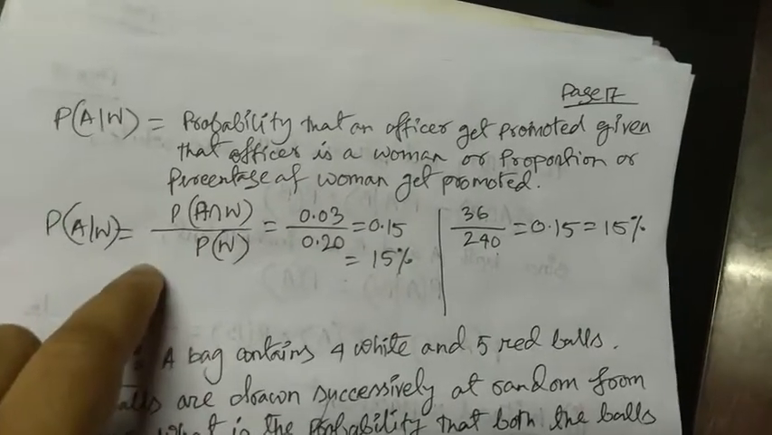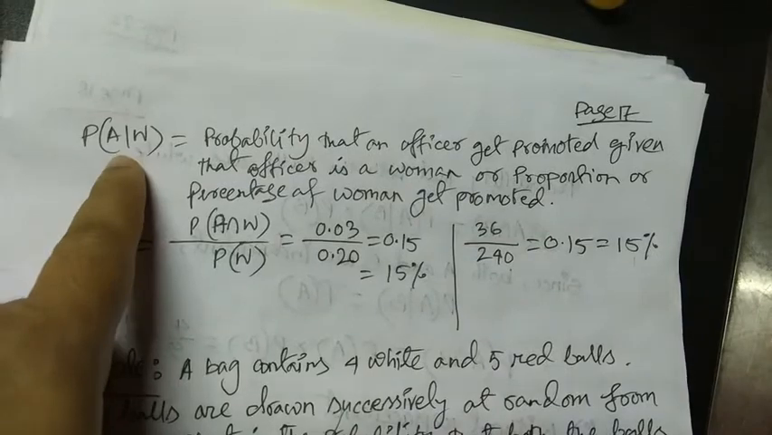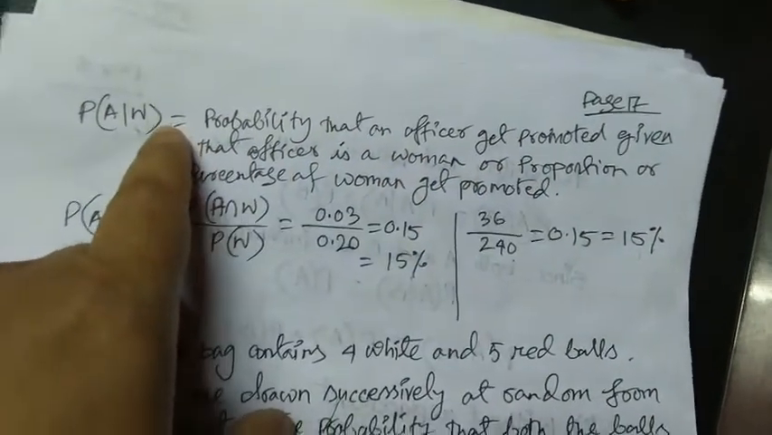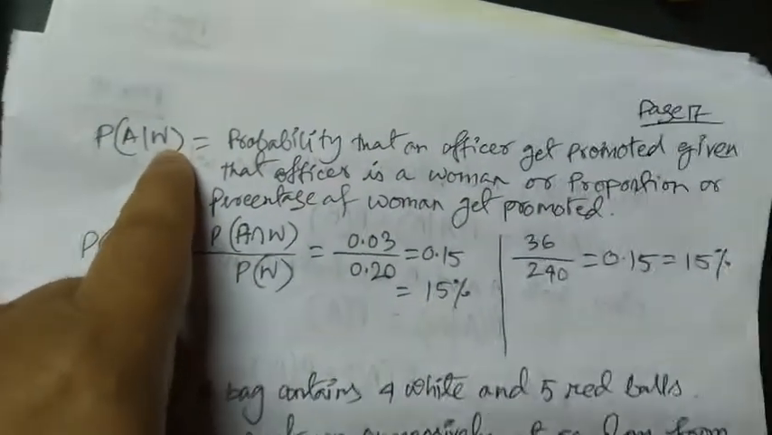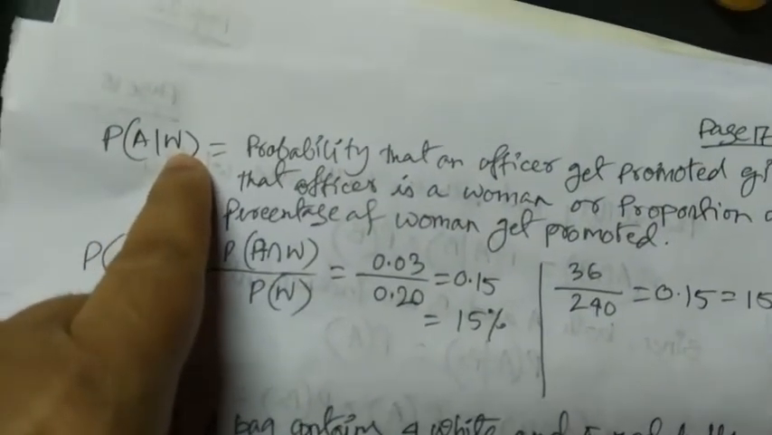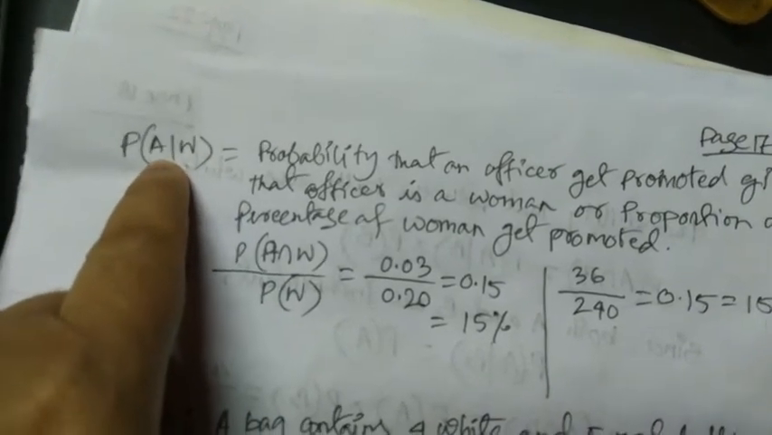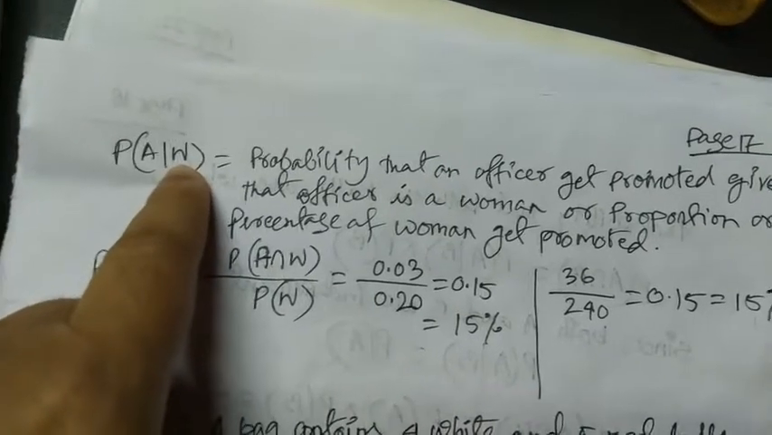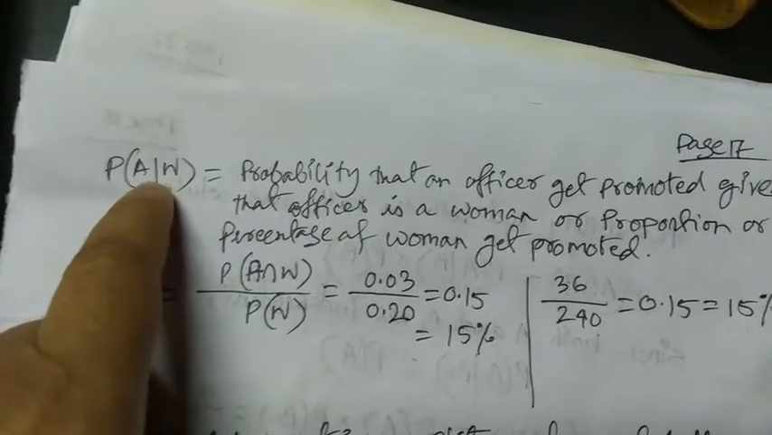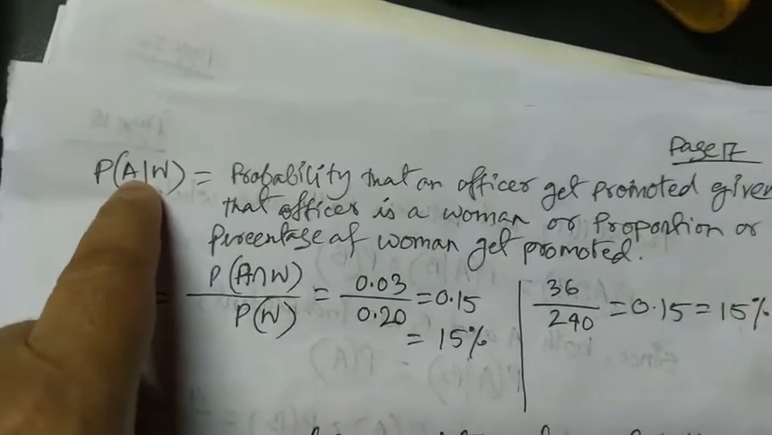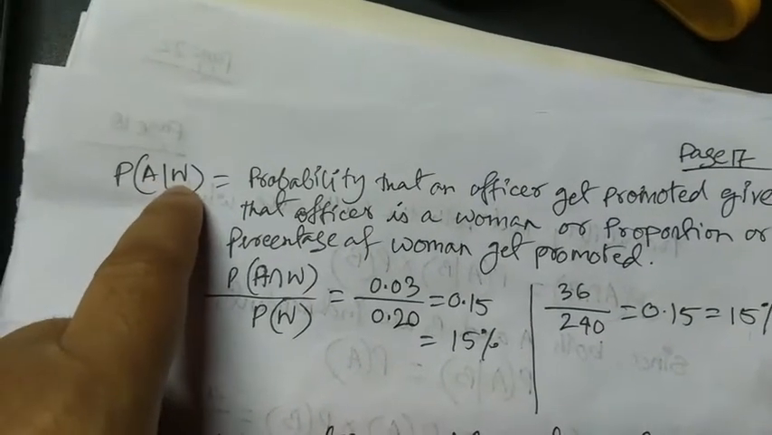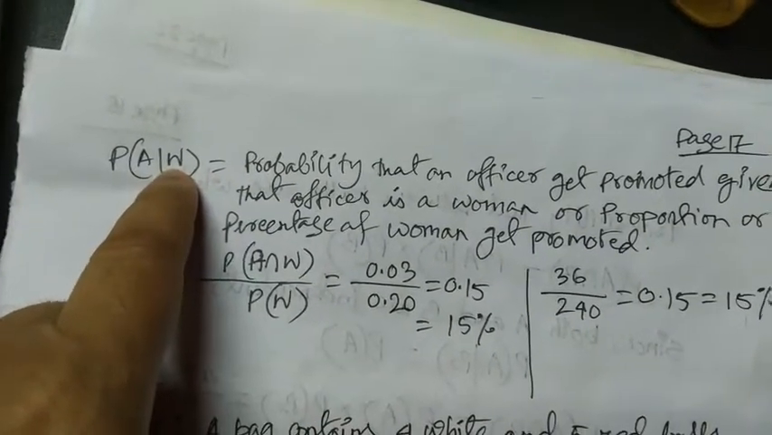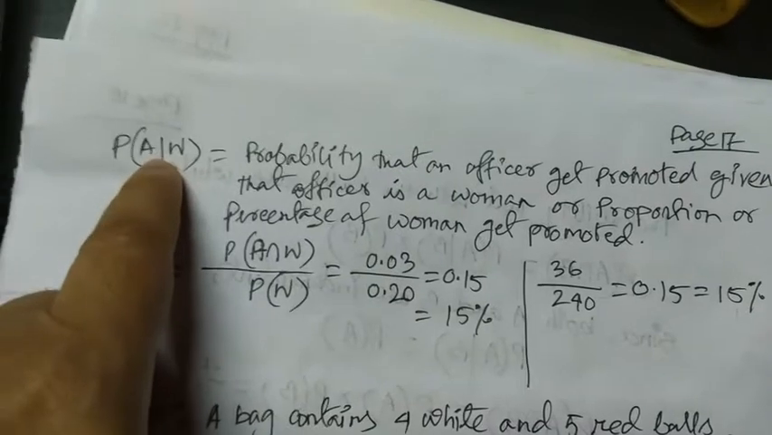So now, the probability that an officer got promoted given that the officer is a woman. That means this is the given part. In another way we can say it like this: how many women got promoted. That means how many police officers who are women got promoted. Out of women police officers, how many got promoted? We want to find that out.